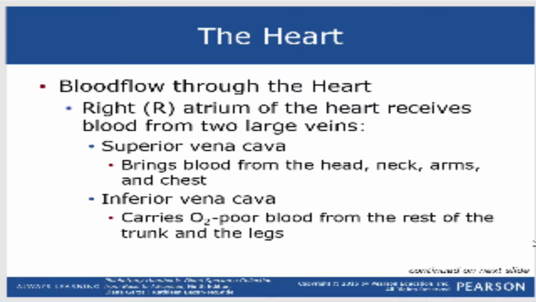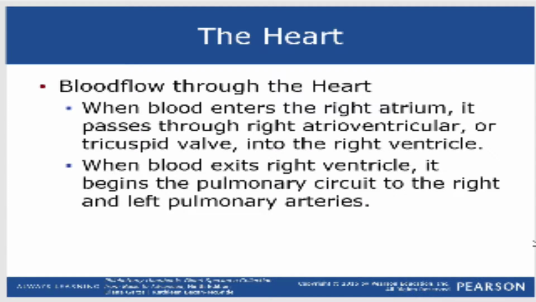So the way the blood flows through the heart, it comes into the right atrium from the two largest veins in your body, and that's the vena cava, the superior vena cava and the inferior vena cava. The superior brings blood from the upper part of the body, the head, neck, arms, chest, and the inferior vena cava brings blood from the lower part of the body, but they both deliver blood into the right atrium. It goes into the right atrium, through the right AV, or the tricuspid valve, and down into the right ventricle. When it leaves the right ventricle, it starts into the pulmonary circuit, where it's going to go to the lungs to pick up oxygen.